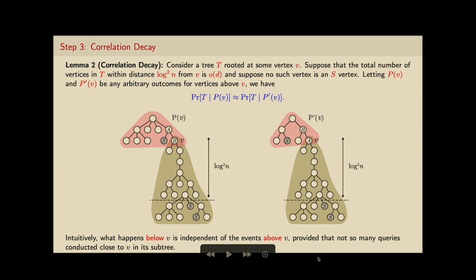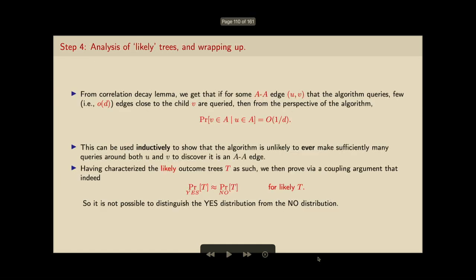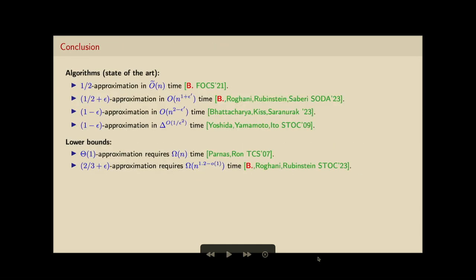Yeah, so correlation decay has played a role in a lot of other results, mostly on the algorithmic side. But here, I think it's really nice that it can be used to prove lower bounds in the sublinear model. OK, so let me conclude.